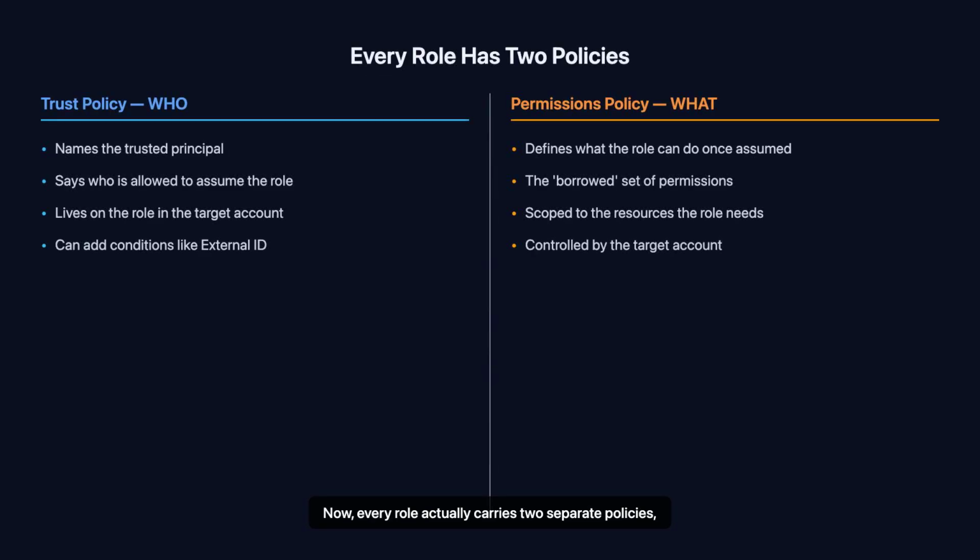Now, every role actually carries two separate policies, and this trips people up. On the left is the trust policy. It answers, who's allowed to assume this role. It names the trusted principal. It lives on the role in the target account, and it can add conditions we'll get to in a moment. On the right is the permissions policy. It answers what the role can actually do once you're inside it.